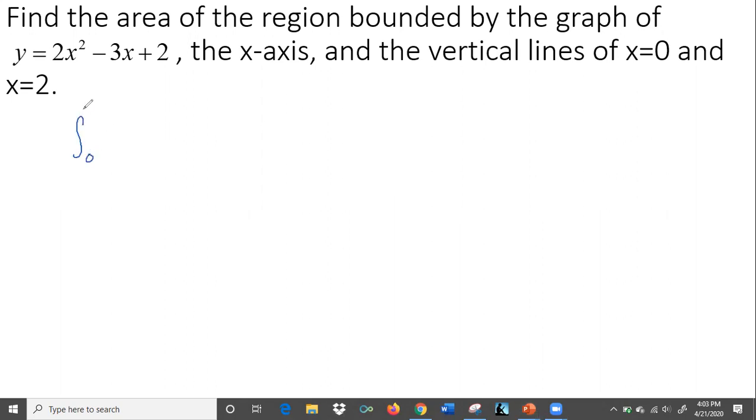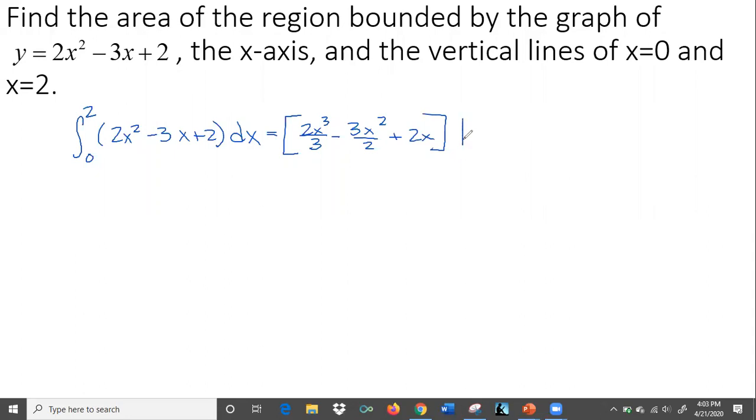First thing we're going to want to do is write out our definite integral. So we have 0 to 2, and our function is 2x squared minus 3x plus 2, and we cannot forget our dx. Next, we're going to find our antiderivative. So we're going to have 2x cubed over 3 minus 3x squared over 2 plus 2x, on the bounds from 0 to 2.